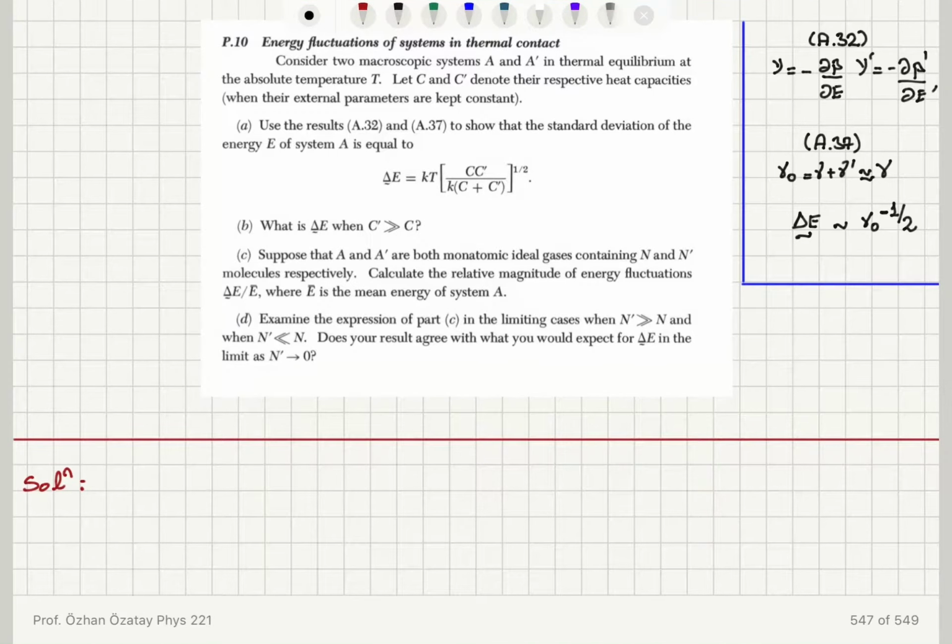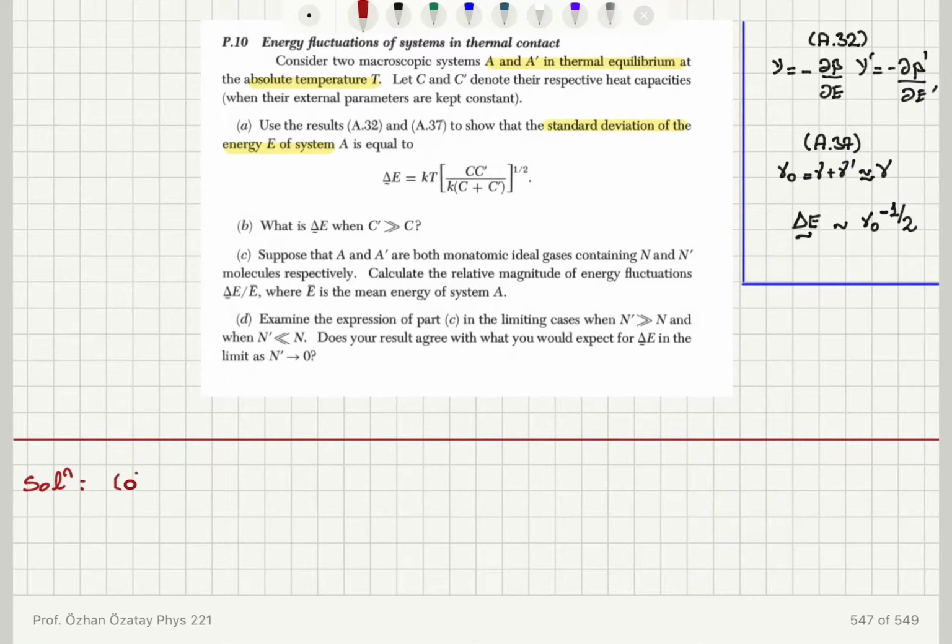Energy fluctuations of systems in thermal contact. Consider two macroscopic systems A and A prime in thermal equilibrium at the absolute temperature T. Let C and C prime denote their respective heat capacities when their external parameters are kept constant. Use the results that were derived earlier to show that the standard deviation of the energy of the system A is given by this expression.